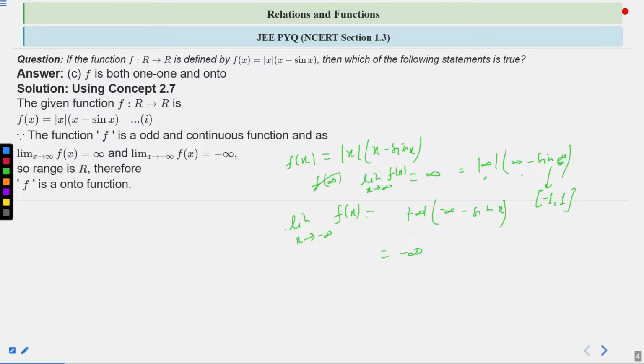So you can easily say that the range of the function is from minus infinity to infinity, right? So you can say that the function is an onto function, because codomain is equal to range, right? The codomain is all real values, and we are getting the range as also minus infinity to infinity, which is all real values. So we can say that codomain is equal to range. So f(x) is an onto function.